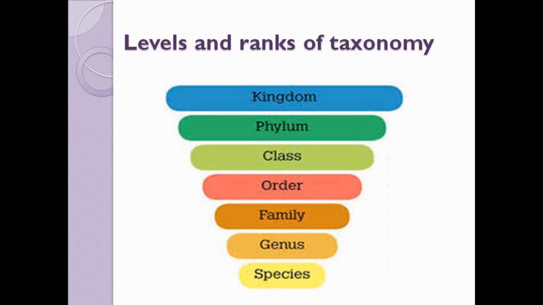This is the picture showing the ranks; we have 7 ranks or levels. It starts from the kingdom, phylum, class, order, family, genus, and finally species. So every animal, every plant, every organism has 7 ranks from kingdom to species.